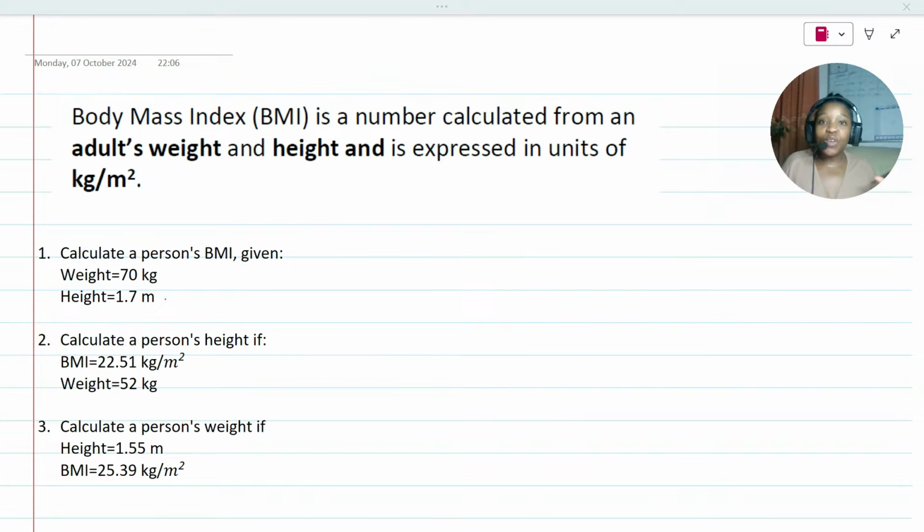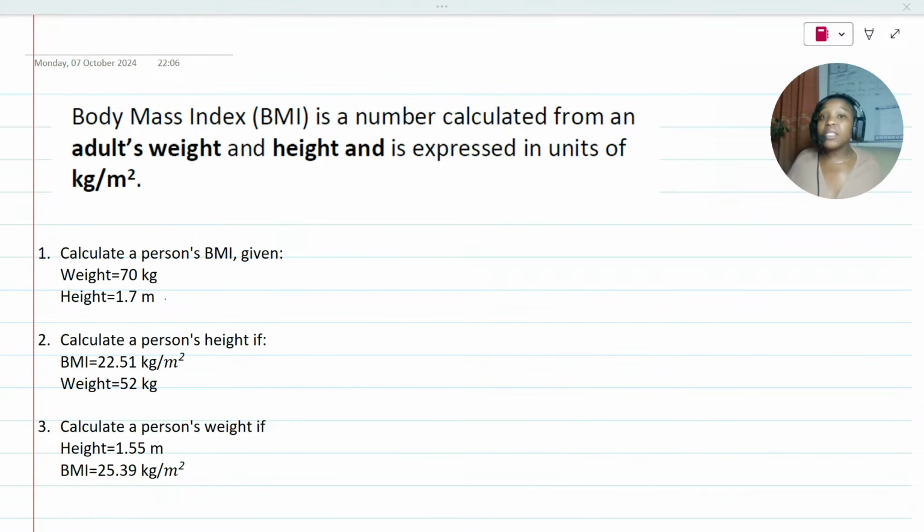So on today's video tutorial, ladies and gentlemen, we are going to be looking at BMI. So what is BMI? Why do we calculate a person's BMI? What does that number actually tell us about a person's weight status? That is what we're going to be looking at in today's video tutorial.